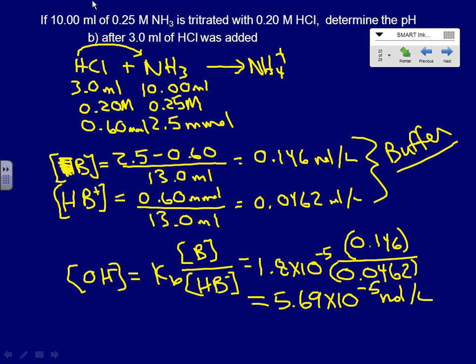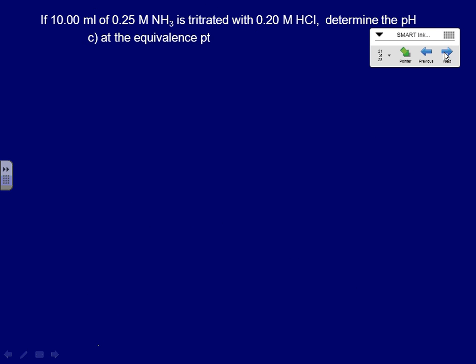moles per liter. Again, if I take the negative log, pOH is going to be 4.25, and pH is going to be 9.75. Still basic. Okay, so let's now proceed on to the equivalence point.